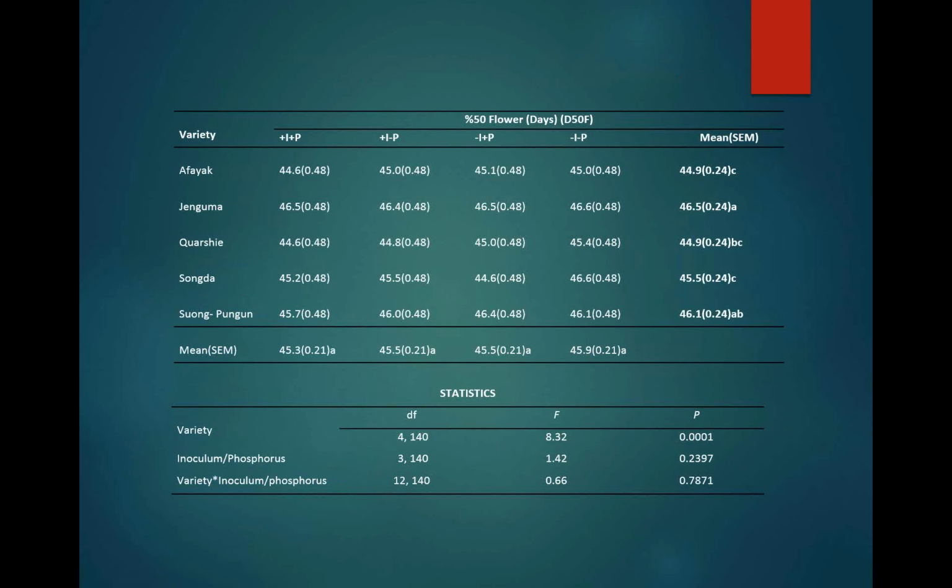50% flowering is what we are seeing here. There wasn't any interaction between variety and phosphorus and/or inoculum. The main effects of inoculum and/or phosphorus had no significant difference. But the varieties themselves, taking the average across the treatments, inoculum or phosphorus, showed some significant difference, with Janguma coming up with 46 days to flowering.